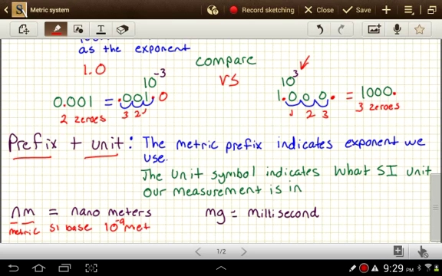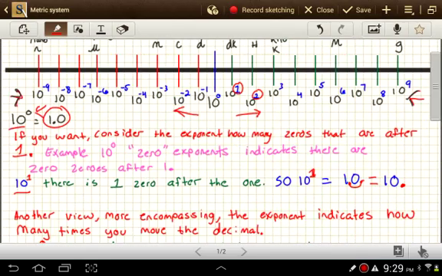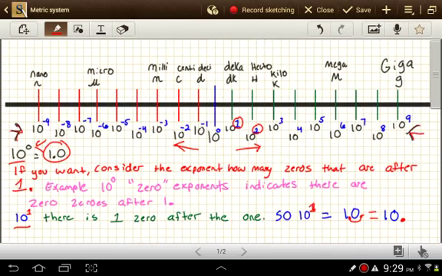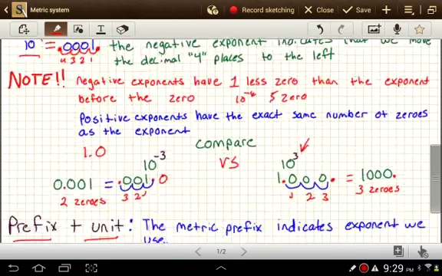Of course, you're going to be asked to memorize this number line with the different exponents. You're going to have to know that nano is 10 to the negative 9 and its symbol is n. Micro is 10 to the negative 6 and its symbol is the Greek letter mu, which we see right here is the kind of long u. Milli is 10 to the negative 3 and its symbol is m, and so on and so forth. You're going to be asked to memorize those all the way over to giga.